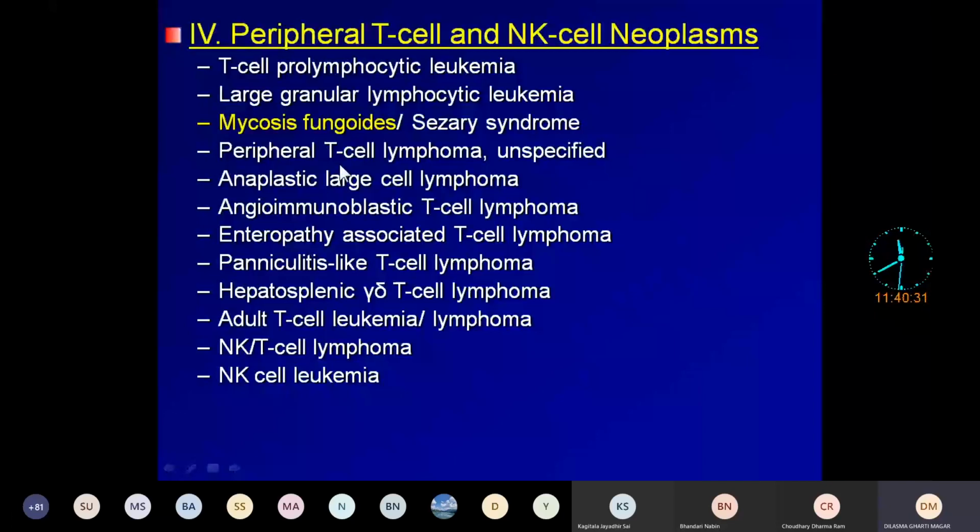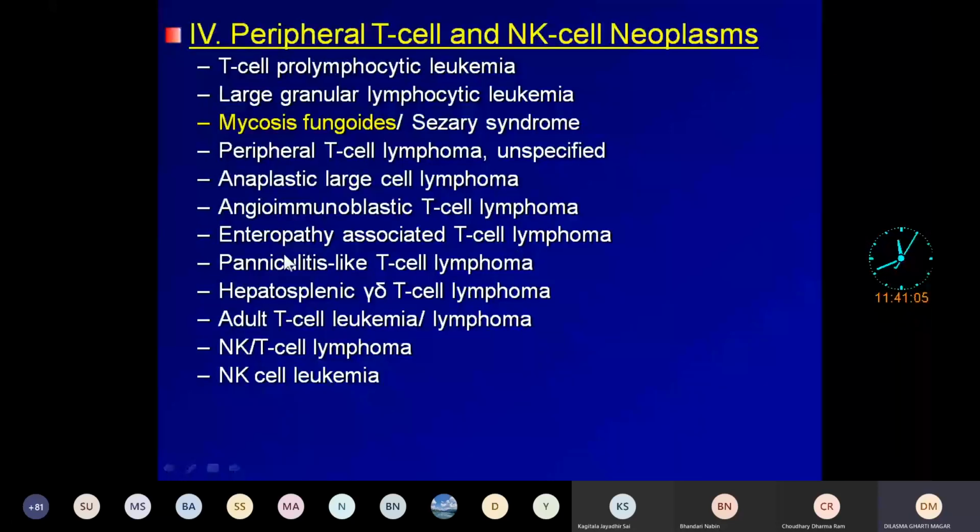And anaplastic large cell lymphoma, here the cells will look very anaplastic. And angioimmunoblastic T cell lymphoma is there. You just have to know the name, but a little bit I'll make it easy for you to remember, angioimmunoblastic. So here mainly in the germinal center of the lymph node, we will see the immunoblast. So here the blood vessels together with the immunoblast will be there. So angioimmunoblastic T cell lymphoma is there. And enteropathy associated T lymphoma. So enteropathy associated means that it is the intestine associated, isn't it? So that's why the enteropathy associated T cell lymphoma is there.